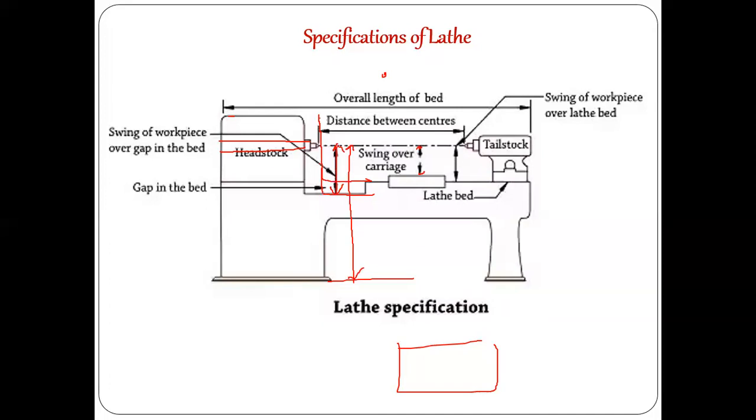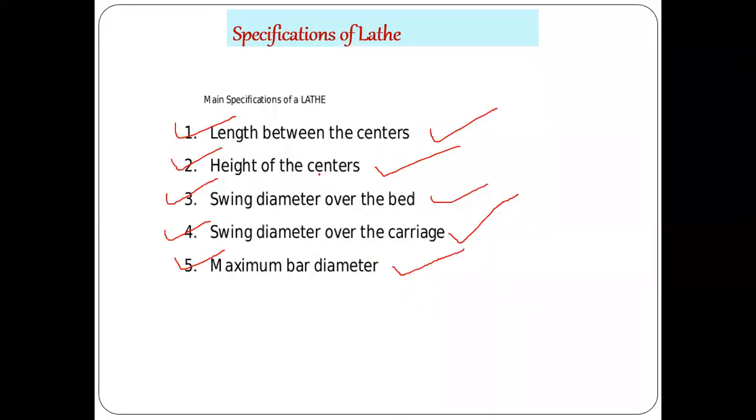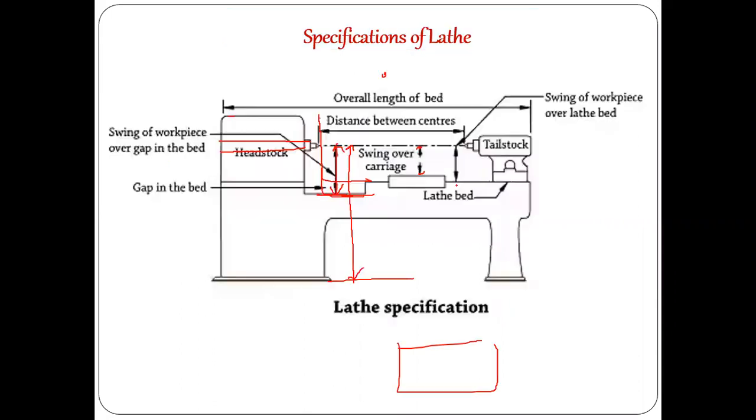So this is called the swing over bed. This is the bed. These are the two specifications given: swing diameter over the bed and swing diameter over the carriage. If the carriage is in this position, the maximum diameter of the workpiece that can rotate on this spindle is called the swing over carriage. If we remove the carriage, shifting it outside and keeping it separately, offset from the machine, the maximum diameter of the workpiece that can rotate is called the swing over bed.